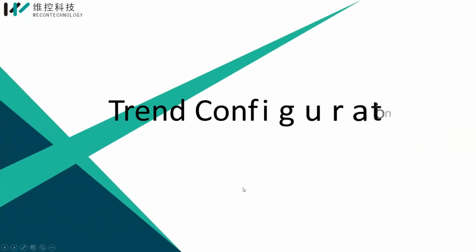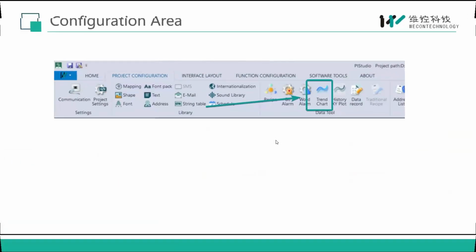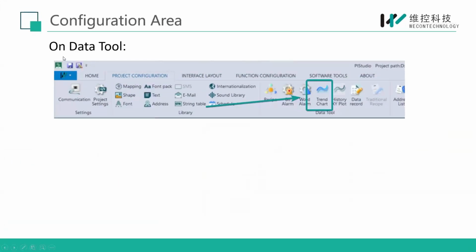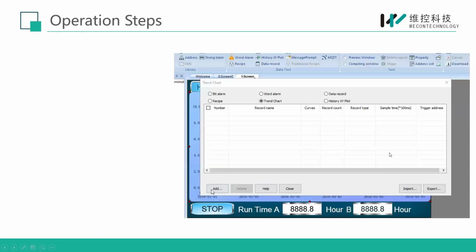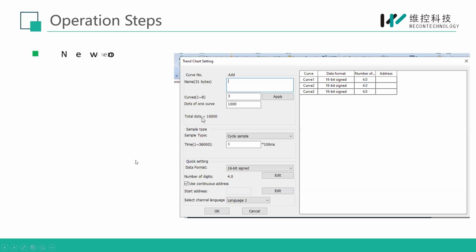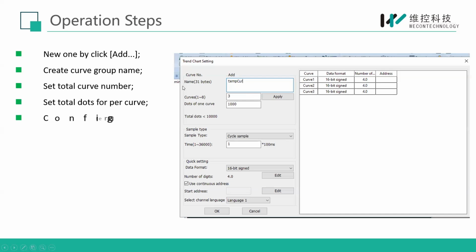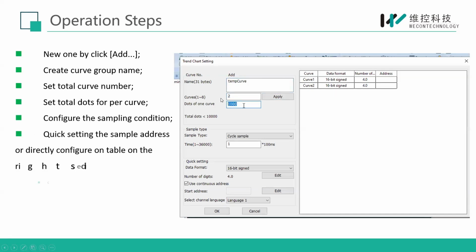The second topic is trend configurations. So on the data toolbar, you can see the option trend chart. You have to click here to enter the trend chart configuration page. You have to click on the add option, then you can write a name for your trend chart, then set the channels, set the curves, and you can use the dots for the numbers.